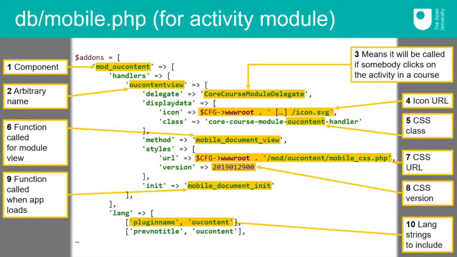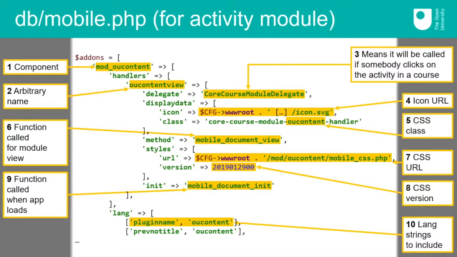Then there's an array of styles where you've got a URL, and that's the full path again to a CSS file. Now I've got a PHP script because I needed to mess about with it a bit, but you can probably most of the time just link directly to a CSS file. There's also a version number, and you have to change that if you change the CSS file. It's the version just for the CSS.